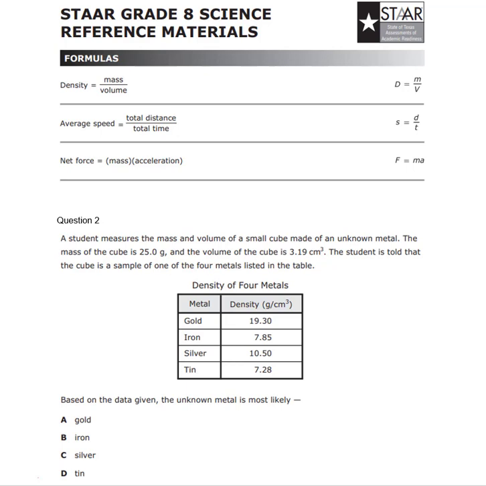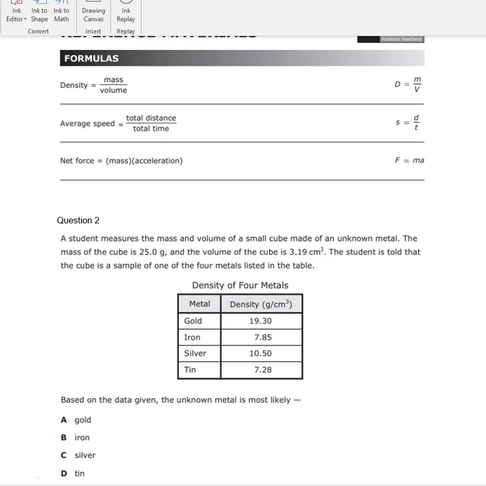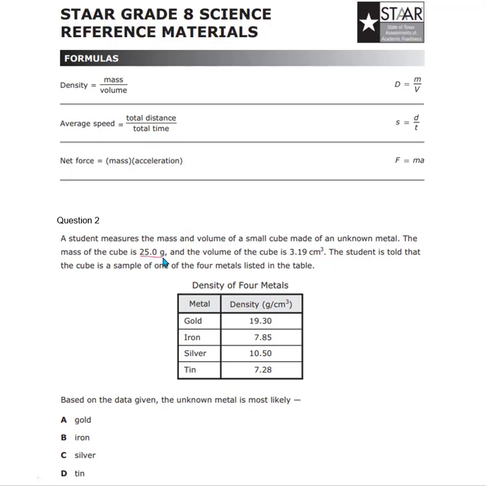Okay, so for this question here, it's different from the first question that we talked about because I see a lot of numbers. And so one of the best things to do when you're taking the exam is annotate and make notes of anything that will probably help you answer the question. So I'm going to go ahead and circle 25 grams for the mass. And then for the volume, I'm going to circle 3.19, okay, because that's what we know about the unknown metal.